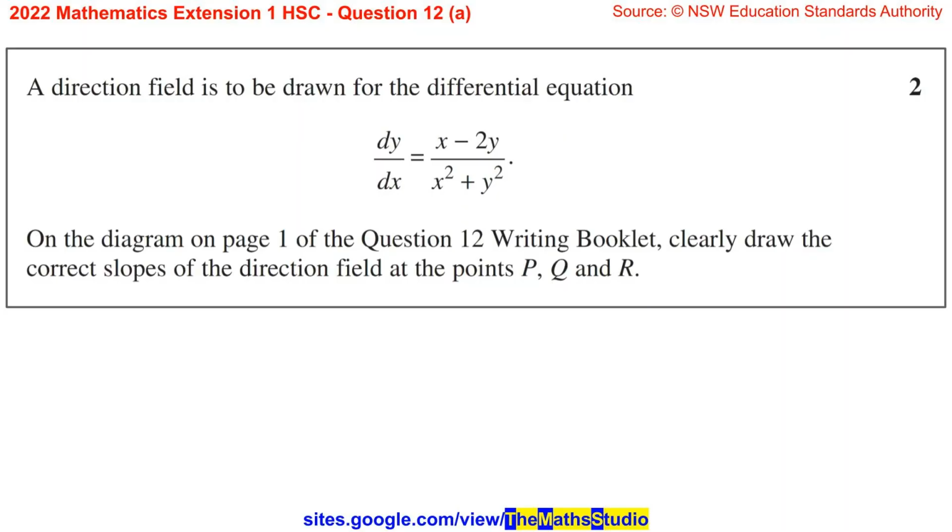Question 12a. A direction field is to be drawn for the differential equation dy/dx equals (x minus 2y) over (x squared plus y squared). On the diagram on page 1 of the Question 12 writing booklet, clearly draw the correct slopes of the direction field at the points P, Q, and R.